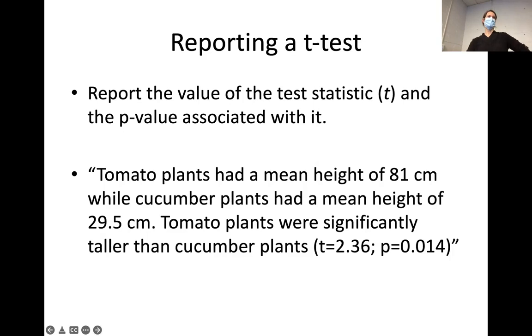This example was using tomato plants. Tomato plants had a height of 81, cucumber plants 29.5. You run a t-test on all of the data you collected, and you get this result, which means the tomato plants were significantly taller than cucumber plants. A lot of times people just say there is a significant difference in height between tomato and cucumber plants, but you want to know which are taller, right? So you want to specifically state the tomato plants, their mean is 81, are significantly taller. So be specific.